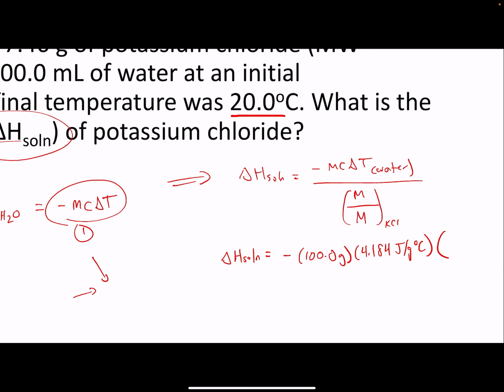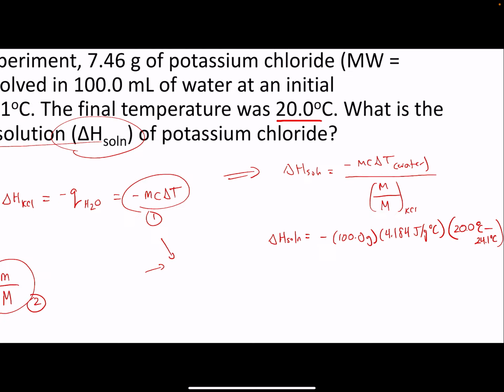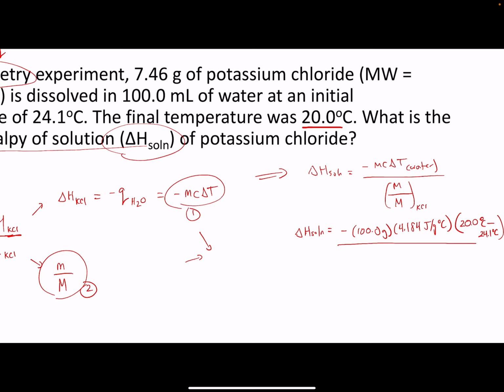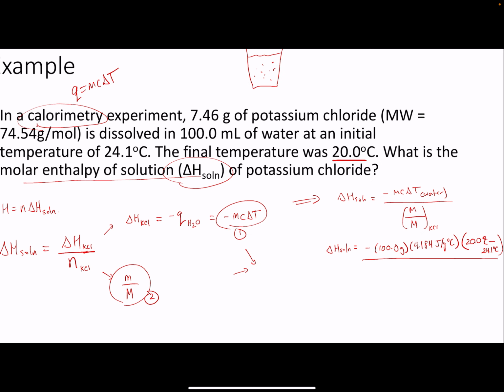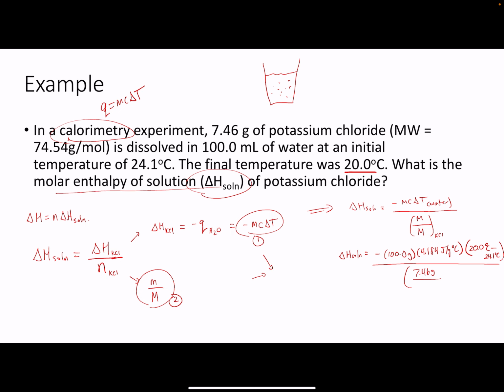So if we zoom in here, 20 degrees Celsius minus 24.1 degrees Celsius as the initial temperature, all divided by the mass of potassium chloride, which was 7.46 grams, divided by its molar mass, which was given to you. MW means molecular weight, which is like the molar mass. So again, you're going to get the same value.